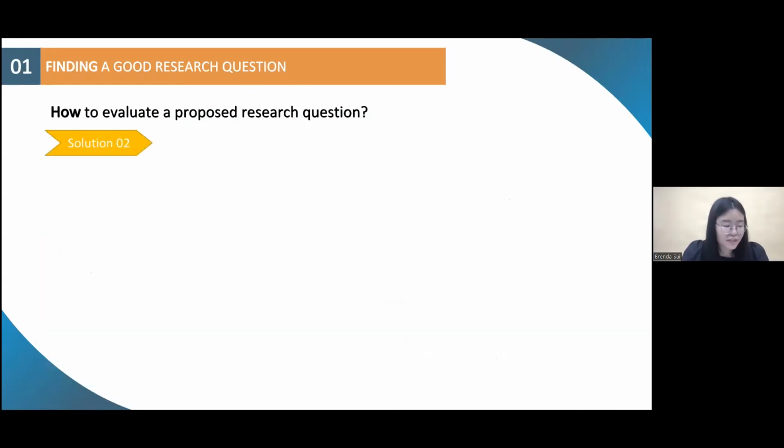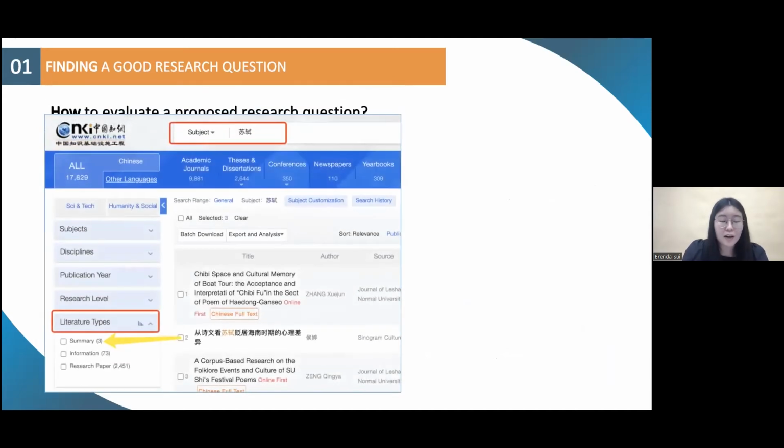But if we think this trend is not as accurate as we had thought, we can still refer to literature reviews to find what research has been done and what has not. Here we take Su Shi, studies on Su Shi, for example.